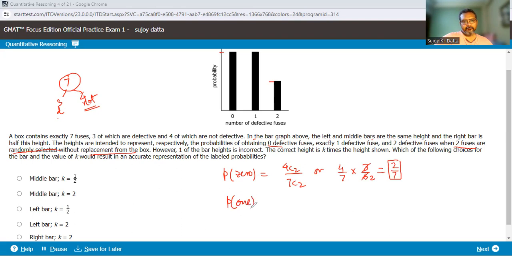Probability of 1 defective would be 4C1, so 1 not defective, and 3C1, 1 defective, out of 7C2. Or we could have also done 4 over 7 times 3 over 6.